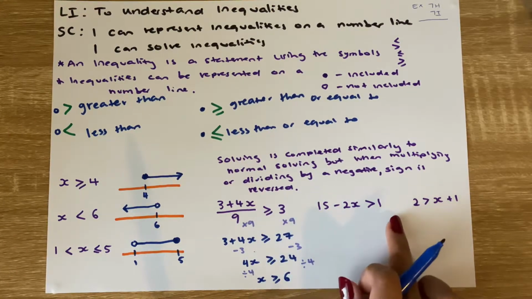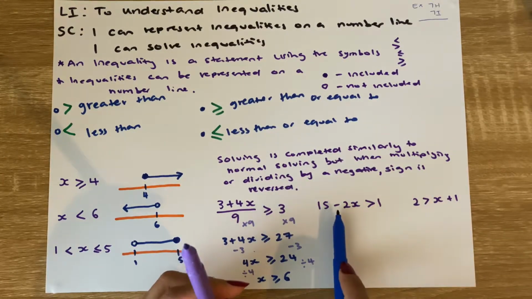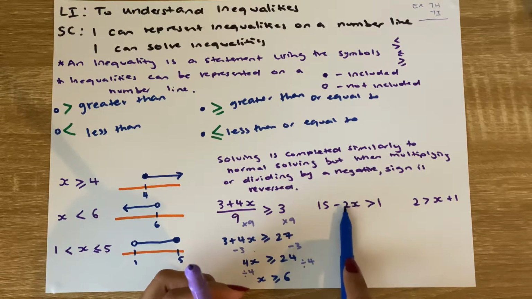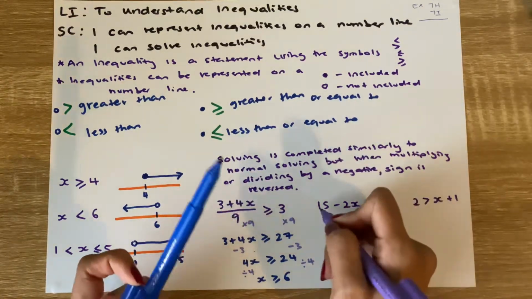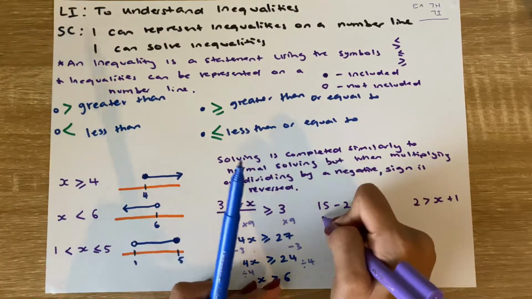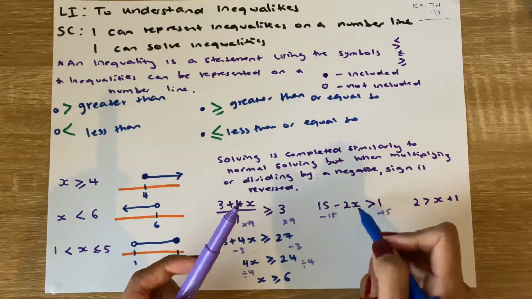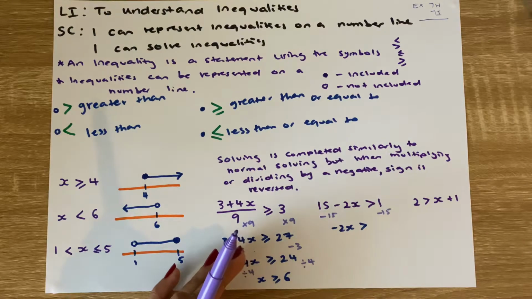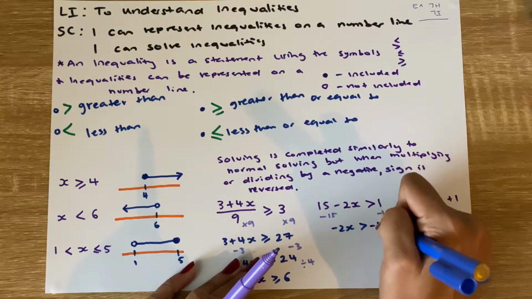Next one, 15 take away 2x is greater than 1. Again, the first thing that we need to do is try to leave x on this side, and anything that's with the x, leave that for later. So the 15, it's on its own, so we can move that first. Adding 15, the opposite of that is subtracting, so we're going to subtract 15 from both sides. I'm going to be left with negative 2x is greater than 1 take away 15. 1 take away 15 is going to be negative 14.